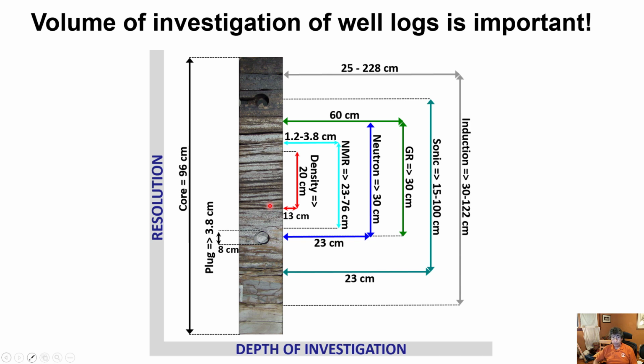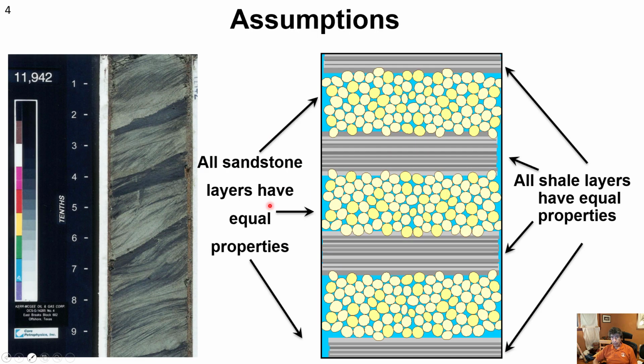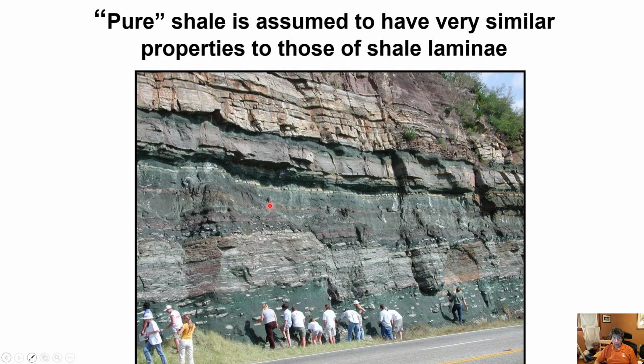But here we go. And just to remember, we are looking at sandstone-shale laminated sequences where commonly the thicknesses of the sandstone lamina and the shale lamina are below the volume of investigation of the measurements. And also remember that we're looking at the pure shale end member of the sequence as reference, as we covered in part 2 of these lectures.